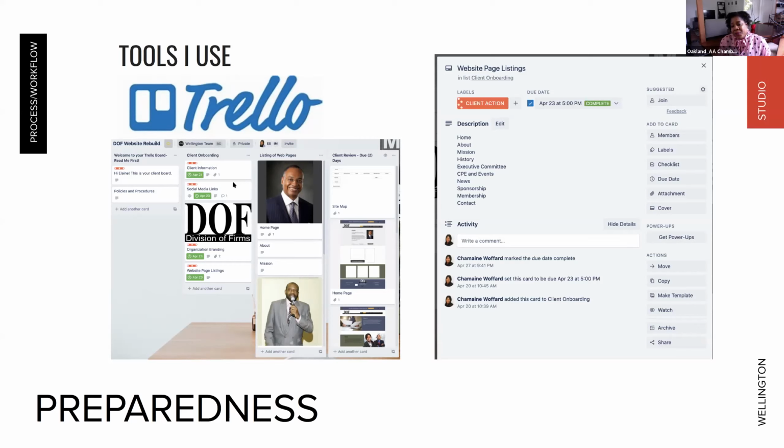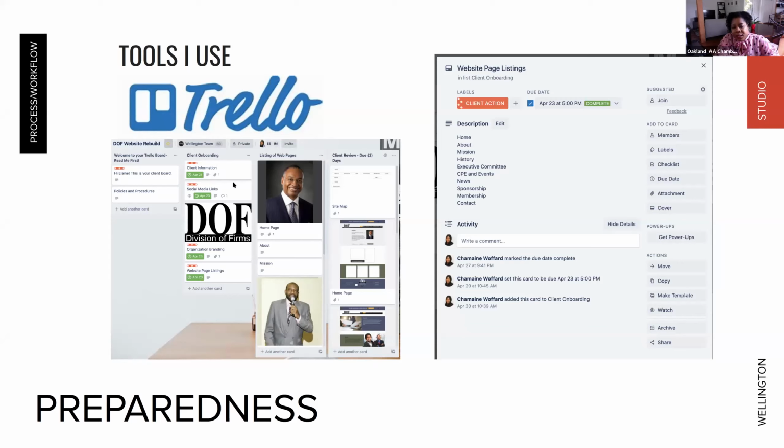When clients come to me and I onboard them, I introduce them to Trello, which is a project management system that I use once a lead becomes a client and they sign a contract. As you can see on the left, this is an actual client board. I'm letting them know this is your client board. Here are the policies and procedures, the hours that I work, how to communicate. They plug in their client information, the social media links, and all the information that I need.